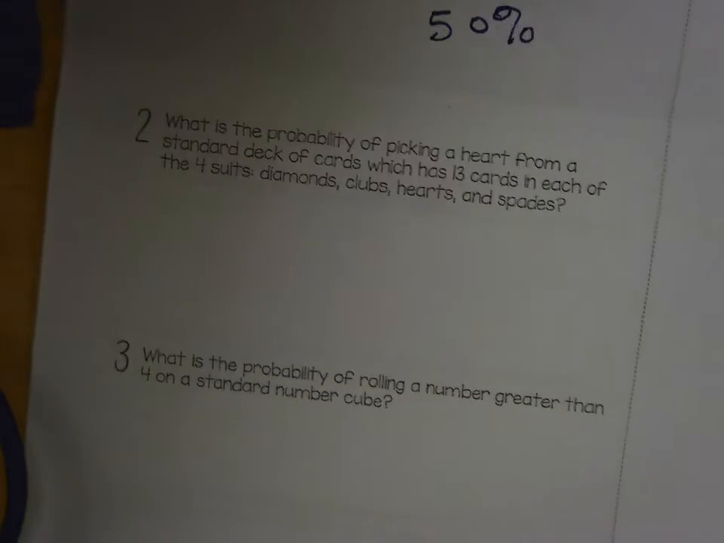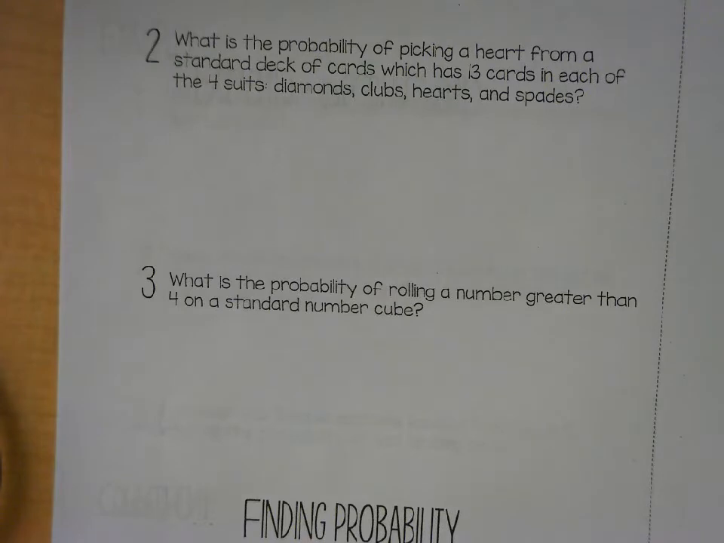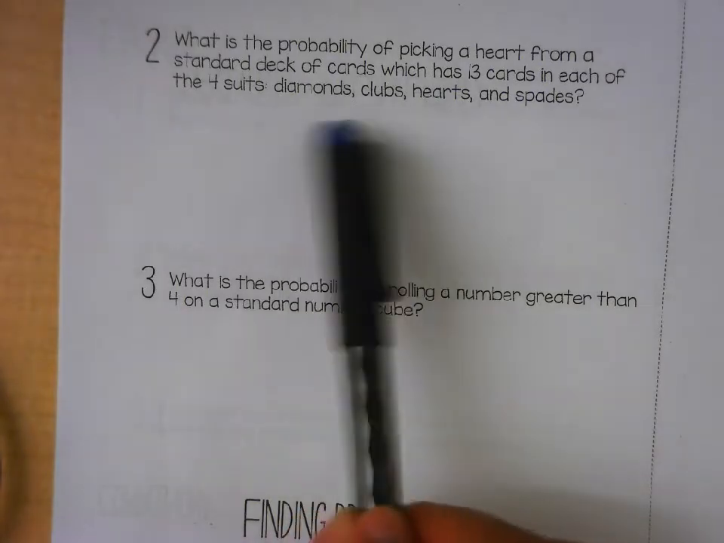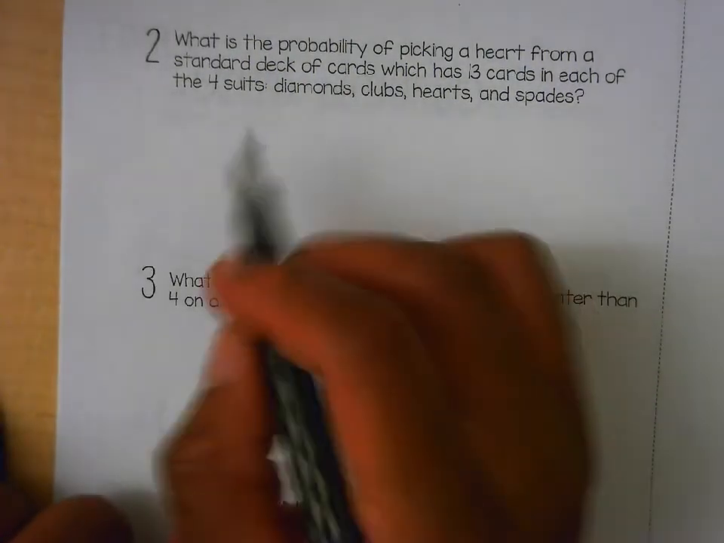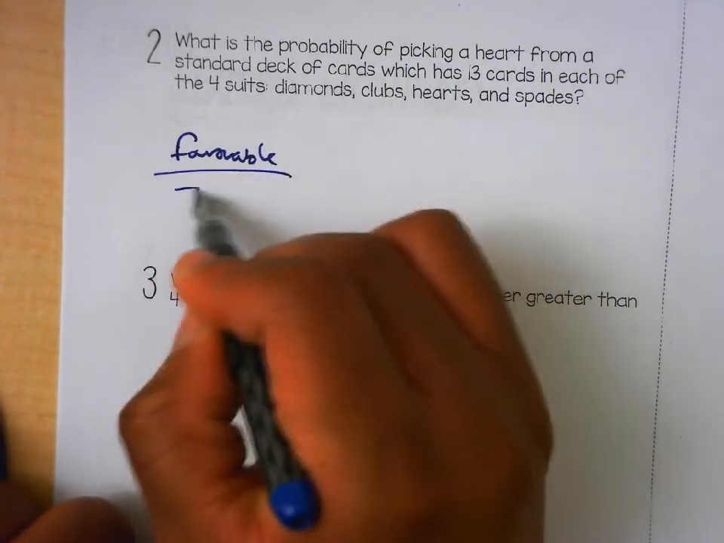probability of picking, let me move that up a little bit, picking a heart from a standard deck of cards, which has 13 cards in each of the four suits: diamonds, clubs, hearts, and spades. So if there's four suits and there's 13 in each, there are 52 cards total because 4 times 13 gives you 52. So again, the favorable outcomes over the total.